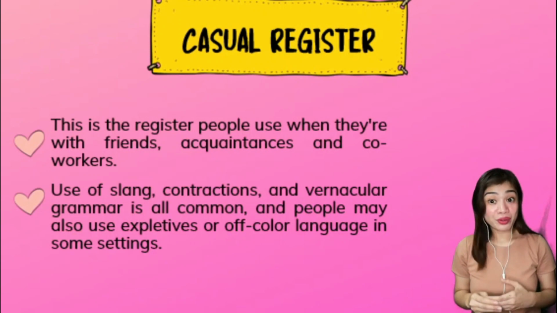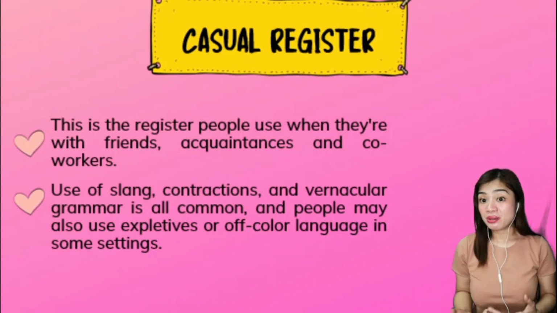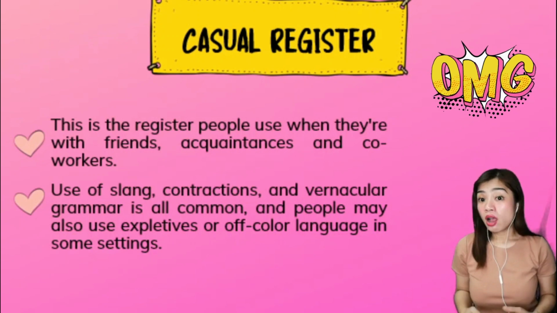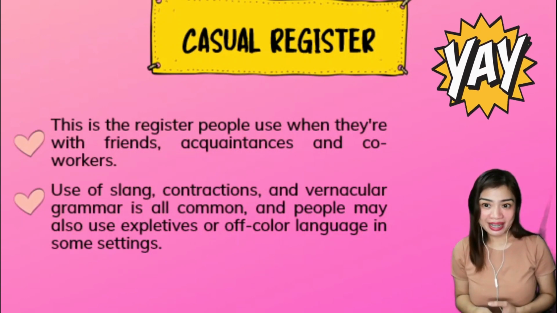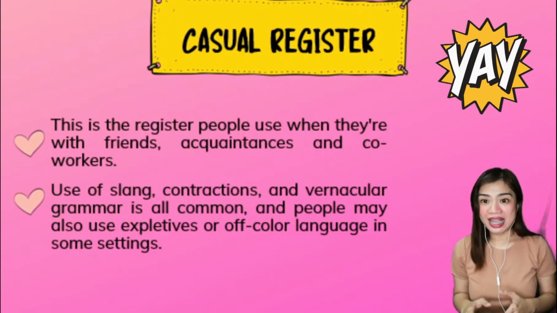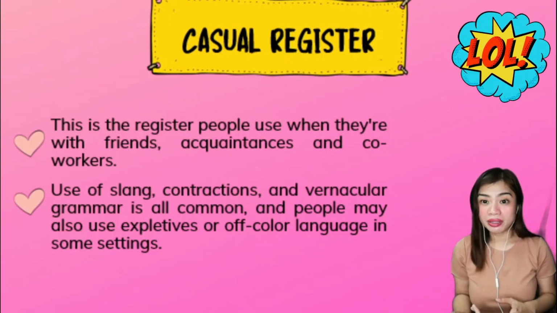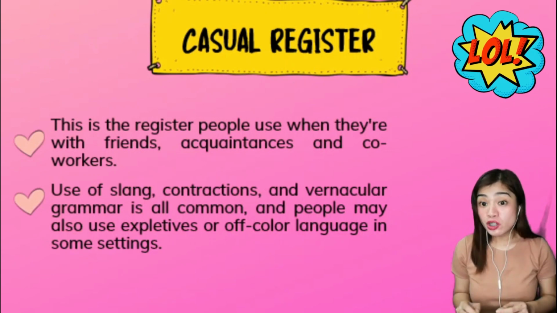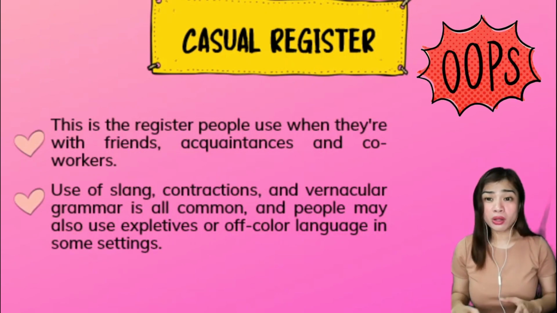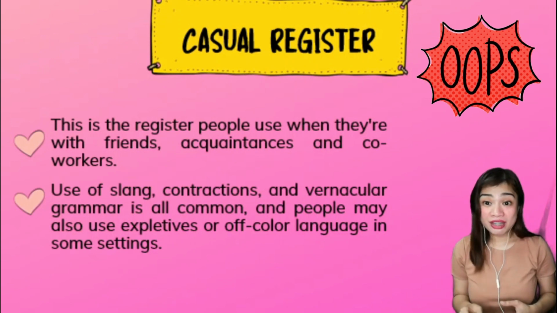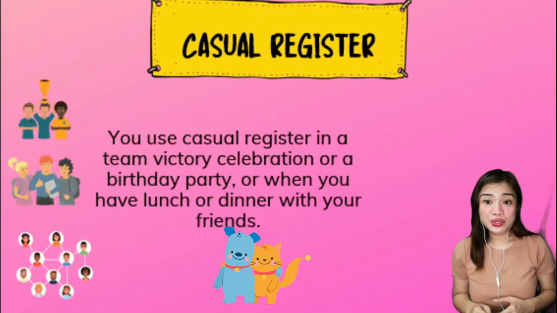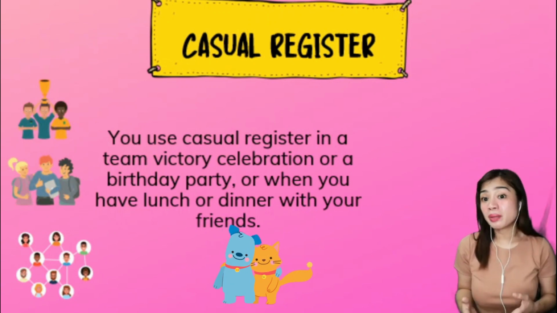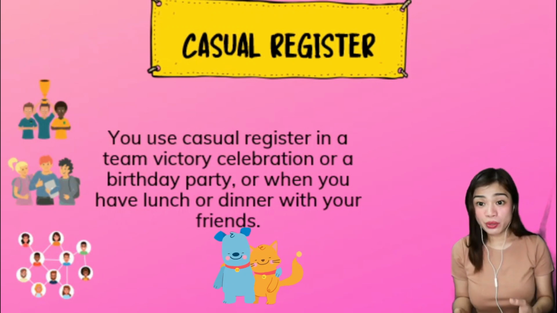Next, we have the casual register. This is the register people use when they're with friends, acquaintances, or coworkers. It is probably the one you think of when you consider how you talk with other people, often in a group setting. It is often very relaxed and focused on just getting the information out. Use of slang, contractions, and vernacular grammar is all common, and people may use expletives or off-color language in some settings. You use casual register in a team victory celebration or a birthday party, or when you have lunch or dinner with your friends.